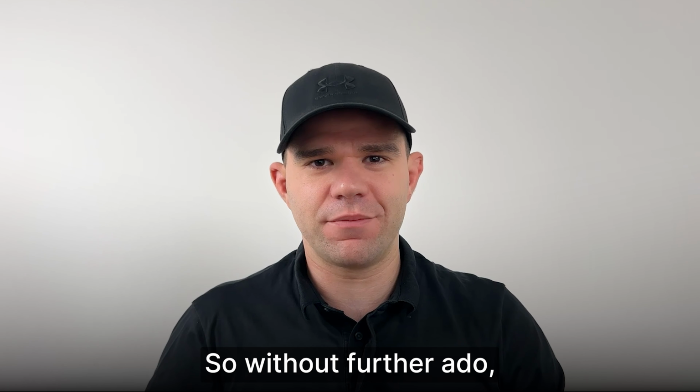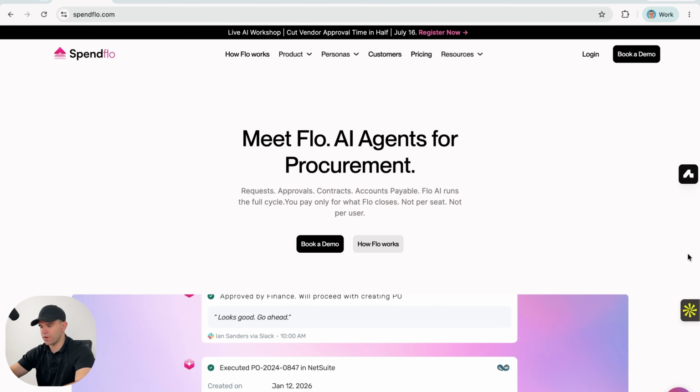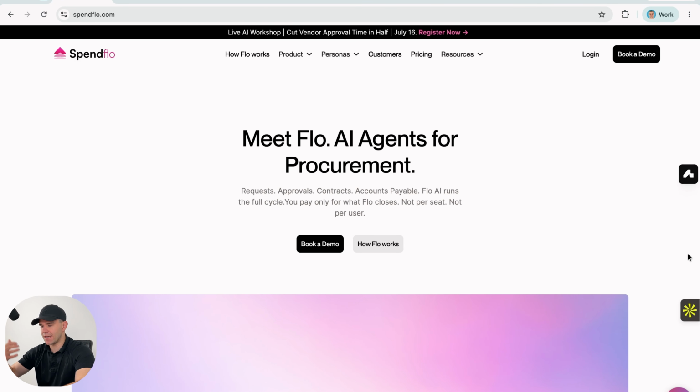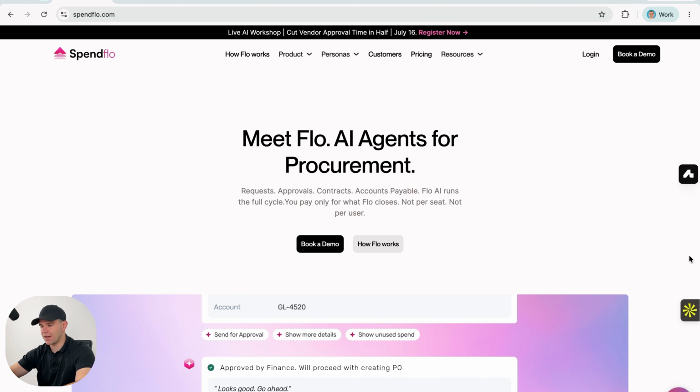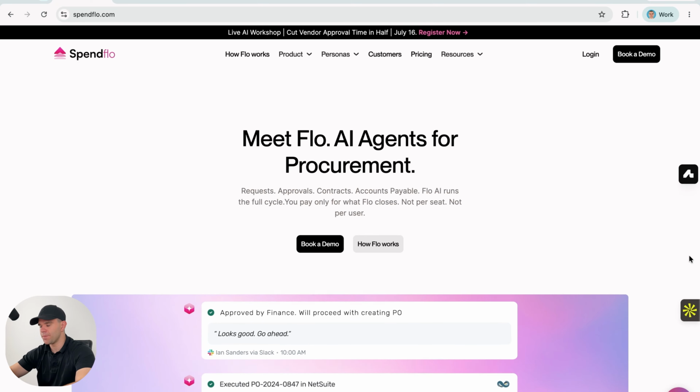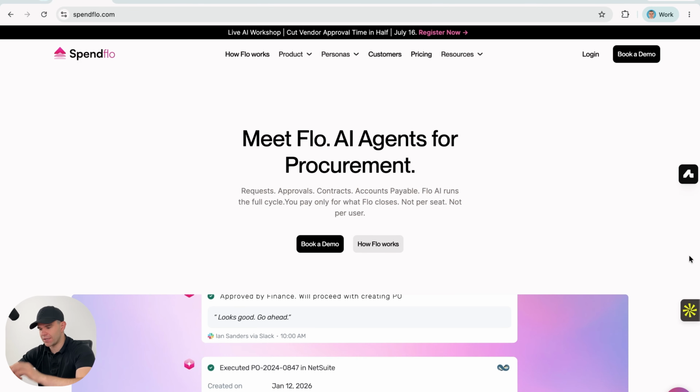So without further ado, let's get into the video. So we're on Spendflo's website. They sell intake to procure software, so procurement software to procurement teams. But we have to be mindful that finance also feel the problem. Decentralized spend, duplicate spend, lack of visibility is also a finance issue. So they sell procurement software to finance and procurement people.